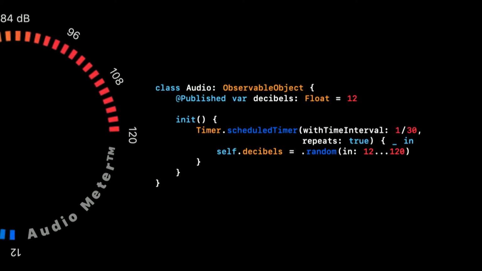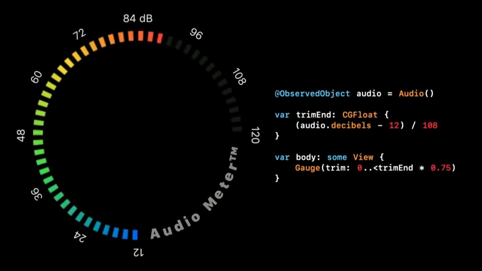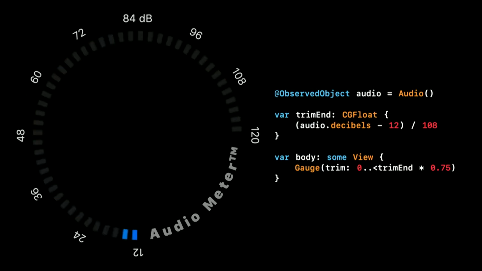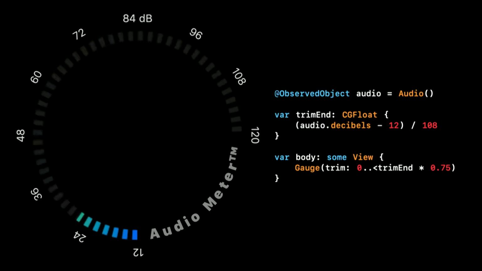To be able to drive our prototype with our random values, we create an observable object. We set up a timer to provide a new random value at a suitable time interval. And we publish them through a property. In the place where we use our gauge, we create an observed object property with our audio object. And now we can use the decibel level from it to drive the trim of our gauge. No more steps are needed, since SwiftUI now takes care of re-rendering our prototype with every new random value.